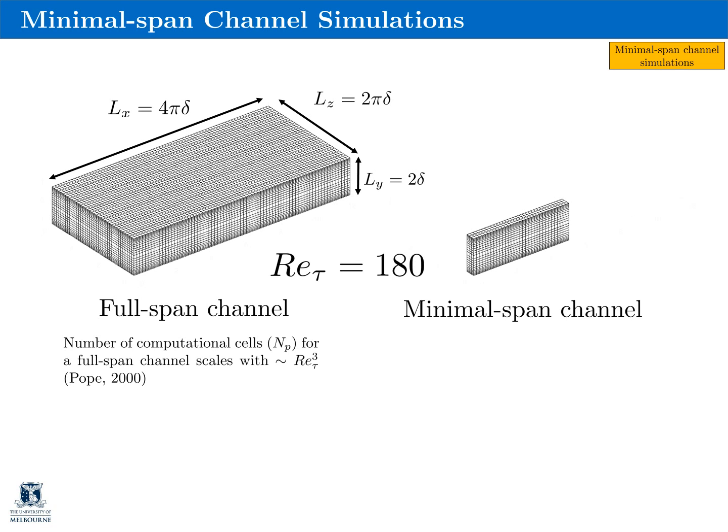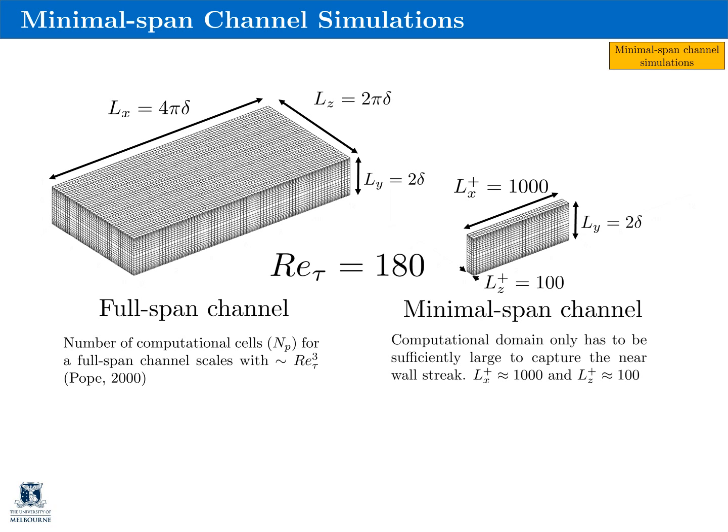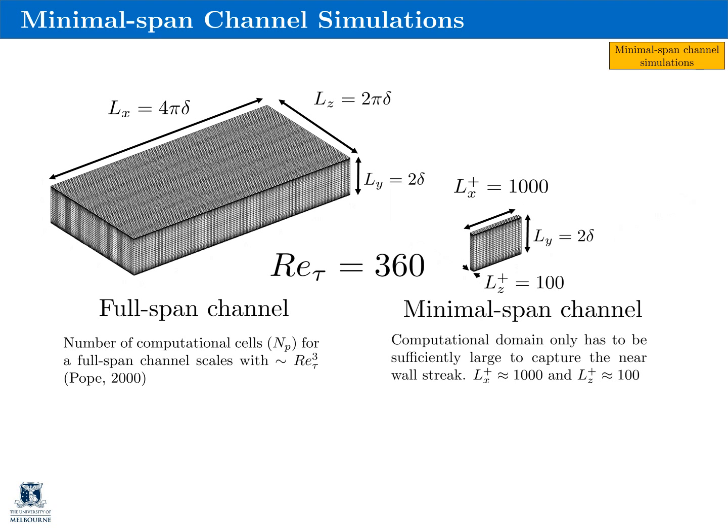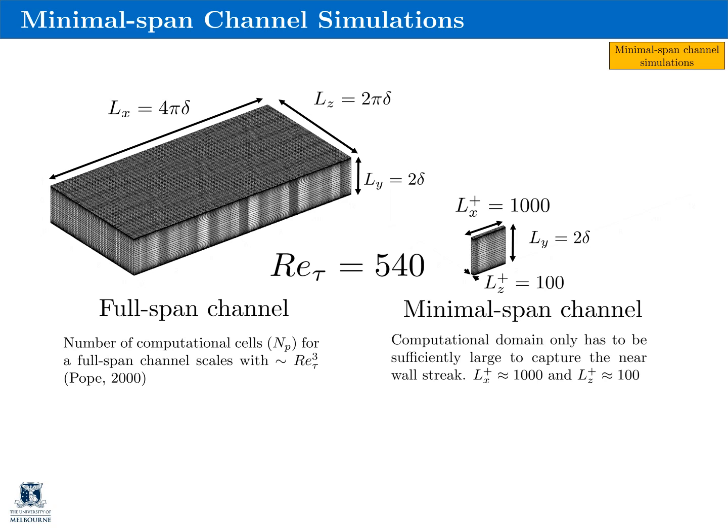On the other hand, the computational domain of the minimal span channel scales with the viscous length. It only has to be large enough to capture the near wall streaks, which have a streamwise length of approximately 1000 viscous units and are about 100 viscous units wide. With increasing Reynolds number, the mesh density increases. While the physical size of the computational domain of the full span channel remains the same, the physical size of the computational domain of the minimal span channel reduces as the viscous scales become smaller with increasing Reynolds number.